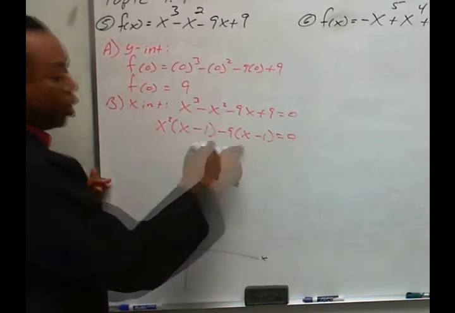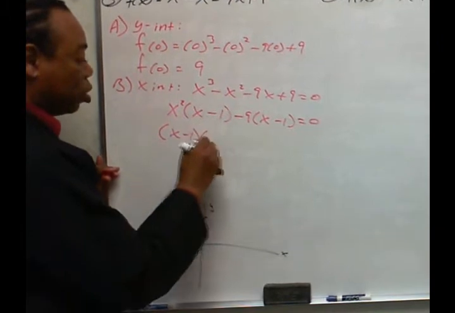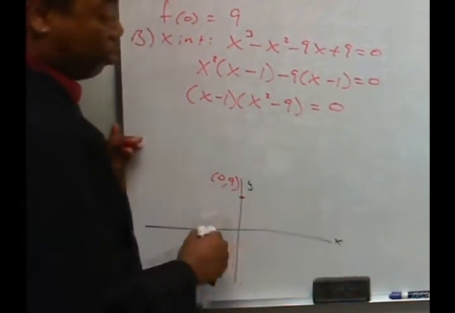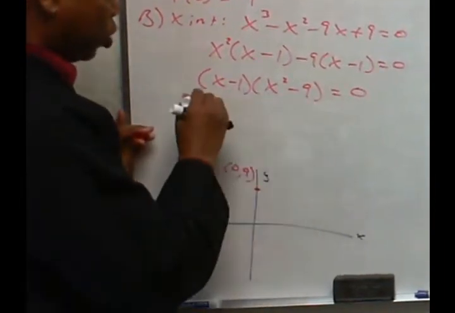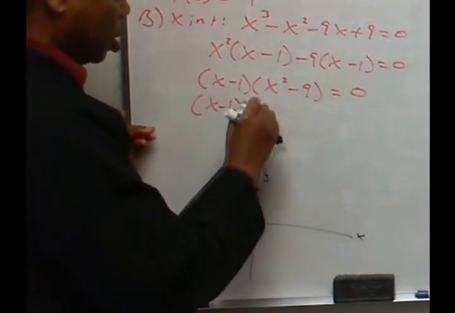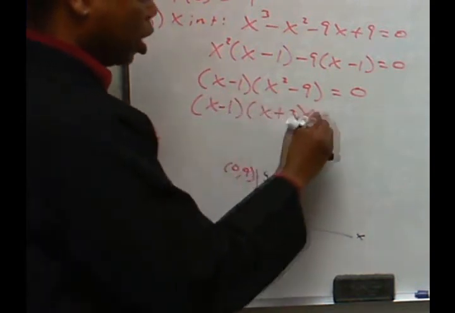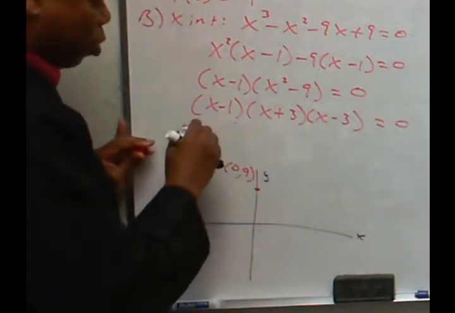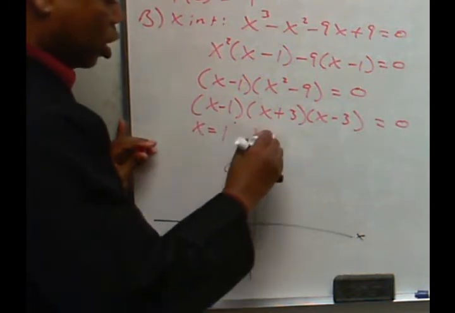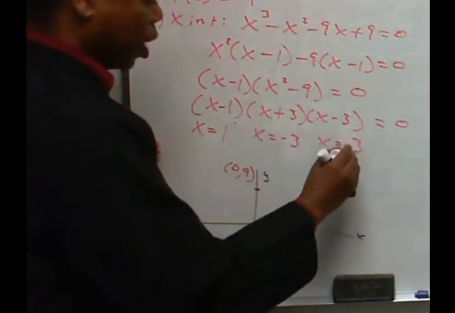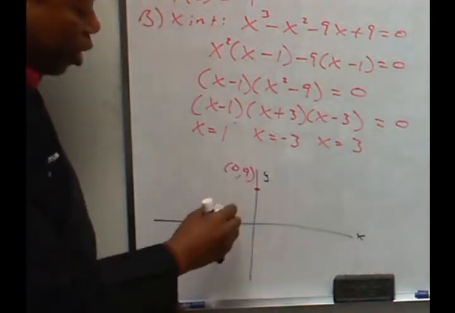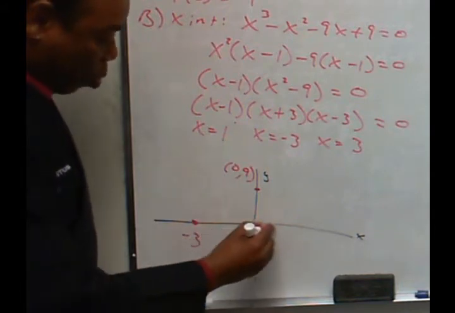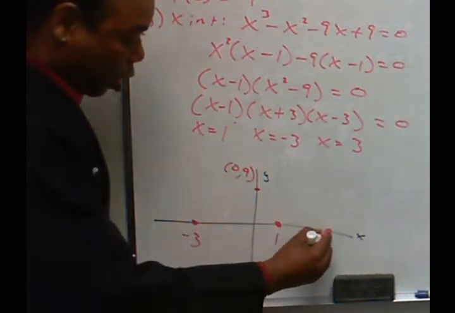The greatest common factor for these two will be x minus 1, leaving behind the x squared minus 9, set equal to 0. This is the difference of 2 squares, so this can be factored into x plus 3, x minus 3. And now when we solve each one of these binomials, we're going to get x equals 1, x equals negative 3, and x equals positive 3. So these are our x-intercepts. So we have negative 3, 1, and positive 3.